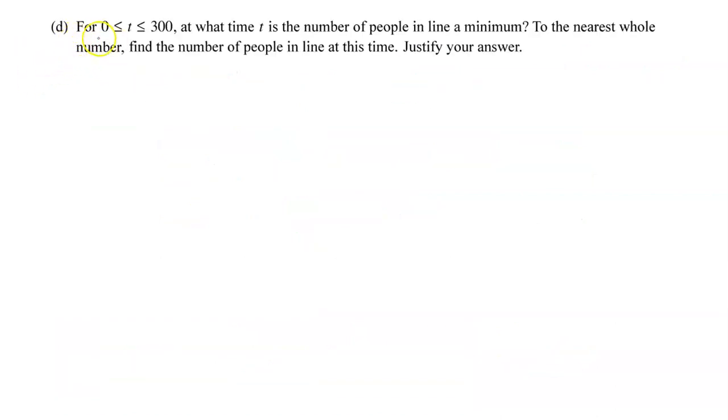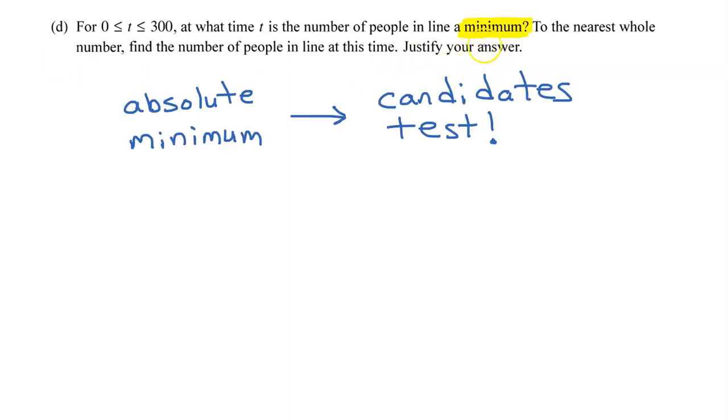Part D. For the interval from 0 to 300, at what time t is the number of people in line a minimum? To the nearest whole number, find the number of people in line at this time. Justify your answer. As soon as you see this keyword minimum, you know that we have to find the absolute minimum, which means we are going to have to make a candidates test.